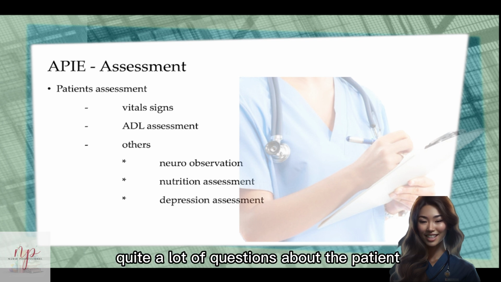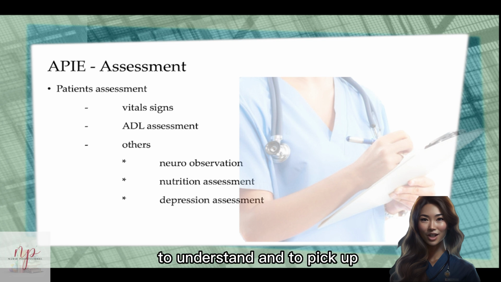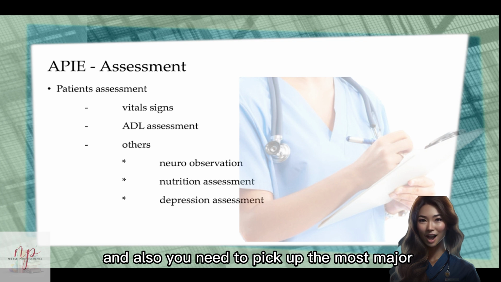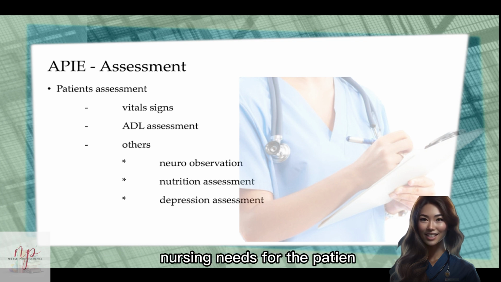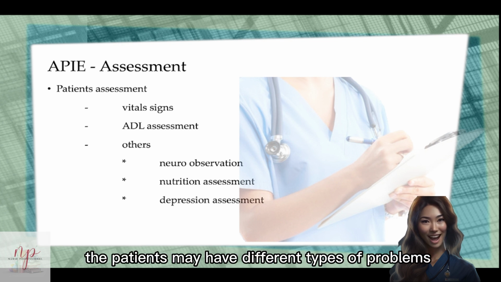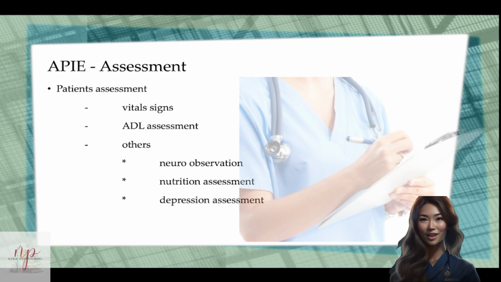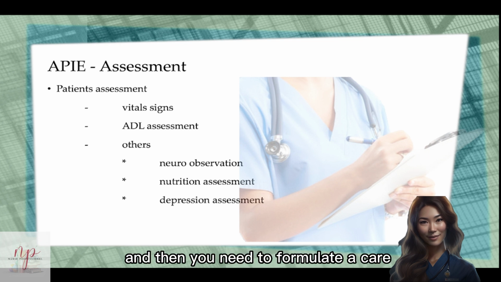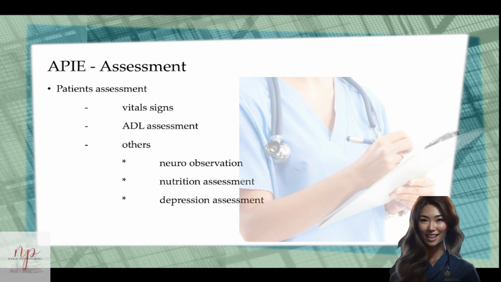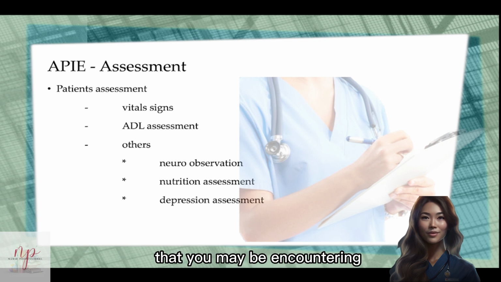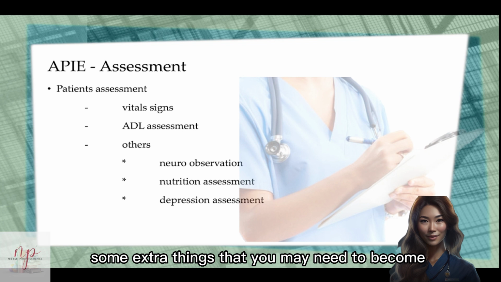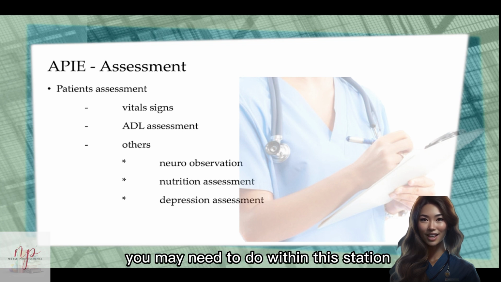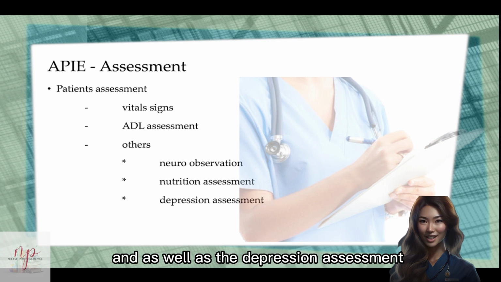You need to ask quite a lot of questions about the patients to understand and to pick up the nursing needs of these patients. And also, you need to pick up the most major nursing needs for the patients. For example, the patients may have different types of problems with different severity. Then you need to pick up the most severe things that you need to work on, and formulate a care plan in the next section. Because there are different types of scenarios that you may encounter, there may be some extra things you need to do within this stage. For example, the neuro observation, the nutritional assessment, as well as the depression assessment.